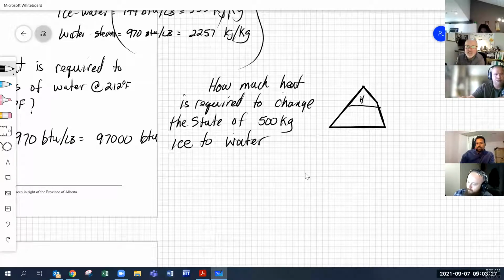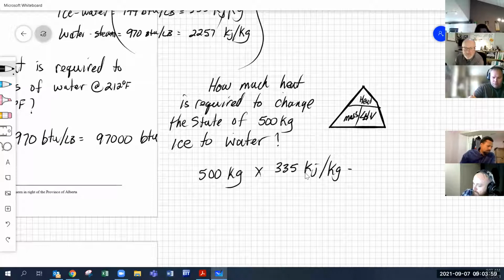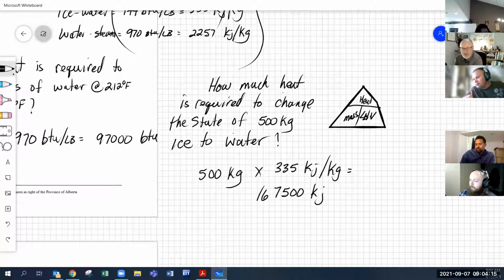Here's my formula triangle where the heat is equal to the mass times the latent heat value. So we have the mass, 500 kilograms. And we want to change this ice to water, latent heat of fusion. And we multiply that by the number. Does anybody remember what that number is? Just shout it out if you know. 335. 335 kilojoules per kilogram. And that comes out to 167,500 kilojoules of heat required to change the state of ice to water. Sorry, I got the question all mixed up. Getting ahead of myself.